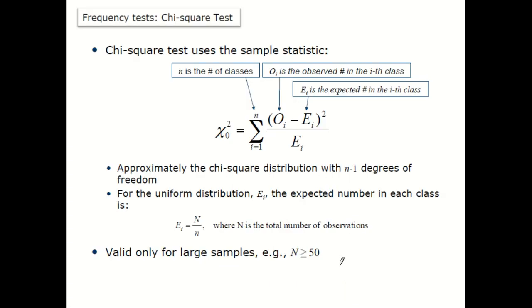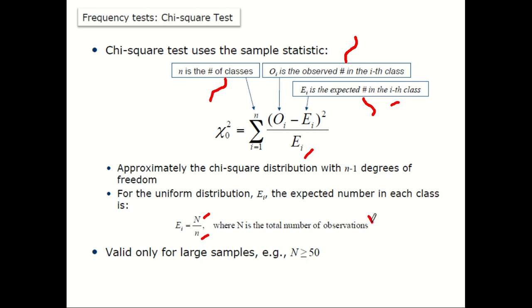So next we shall discuss the chi-square test. The chi-square test uses the sample statistic as shown below. That is the summation from i equal to 1 to n, where n is the number of classes, Oi is the observed number in the ith class, and Ei is the expected number in the ith class. Ei is calculated by Ei equal to capital N divided by small n, where N is the total number of observations.